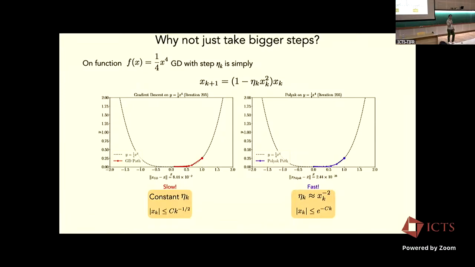The interesting thing about this is that if you look at the Polyak step size, the Polyak step size is exactly x to the minus 2 over 4. Okay. Yeah.